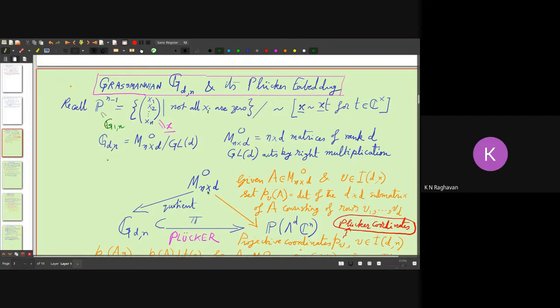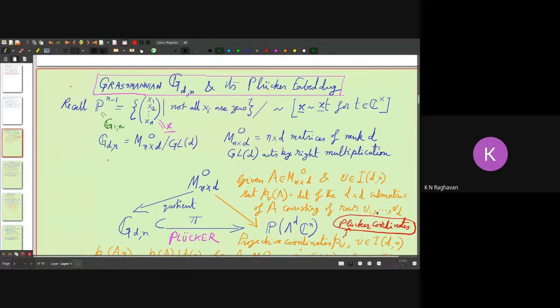Okay, so I want to now give a projective embedding of this G_{D,N}, first just as a set. So this is how to think of this. Given a full rank matrix A of rank D of size n cross D, and V an element of I_{D,N}, I define P_V(A). This is the determinant of the D by D submatrix of A consisting of rows V1 through Vd. Remember, this has n rows.